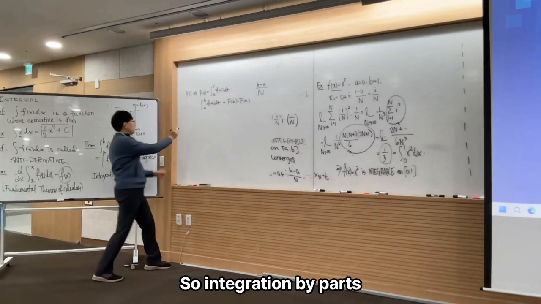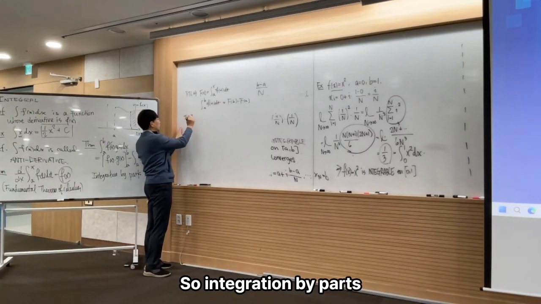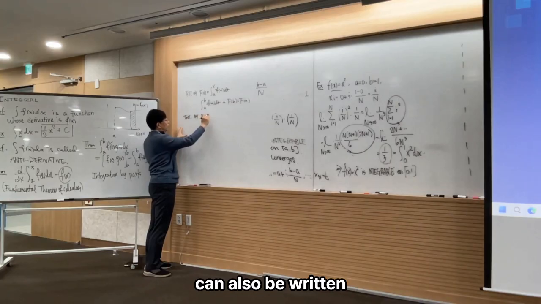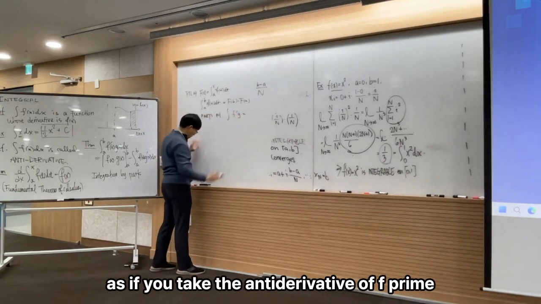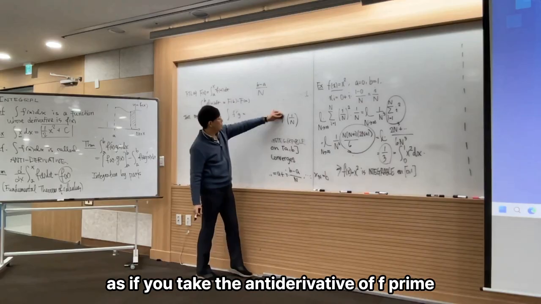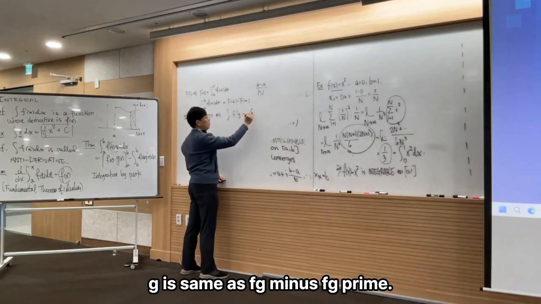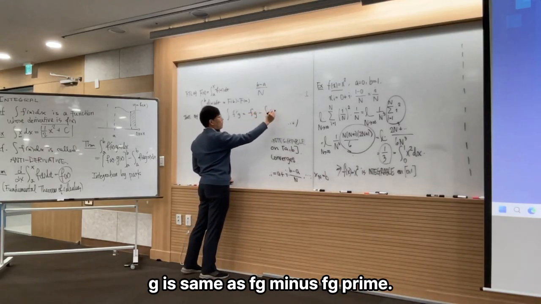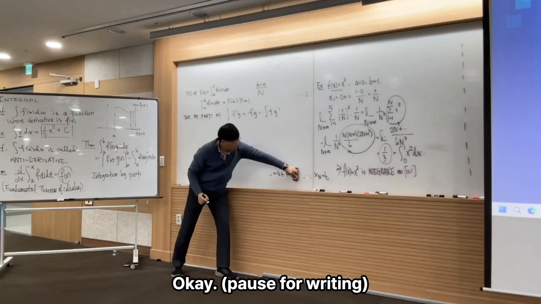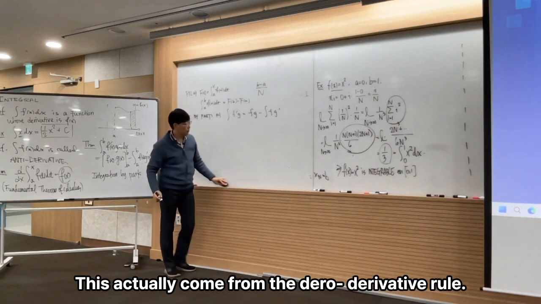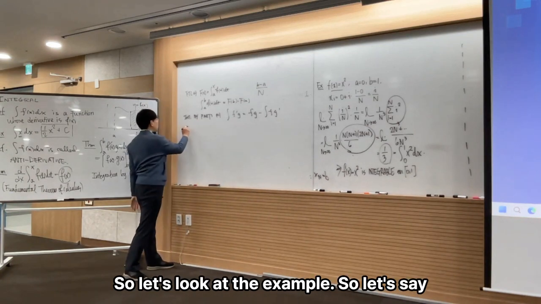So integration by parts can also be written as: if you take the antiderivative of f prime g, it's the same as fg minus the antiderivative of f g prime. This actually comes from the derivative rule. So let's look at the example.